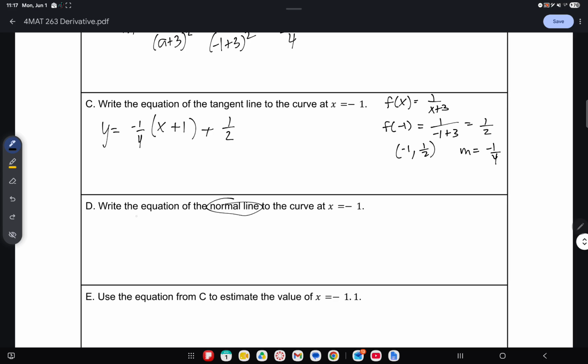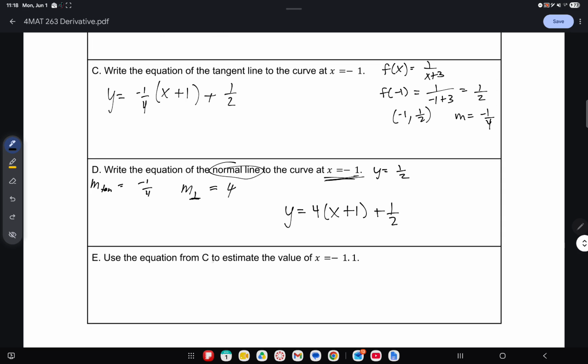Now we want the normal line. So if we know the slope of the tangent line is -1/4, the slope of the normal line, and I'm going to use the perpendicular notation here, is the opposite reciprocal. Opposite meaning positive versus negative. So if the original was negative, this new one's going to be positive. And then reciprocal is switching the numerator and denominator, so it's going to be 4. And then we have the same point, so that y value was 1/2. So our new line for our normal line is y equals 4 times x plus 1, plus 1/2. Just needed to change the slope there.